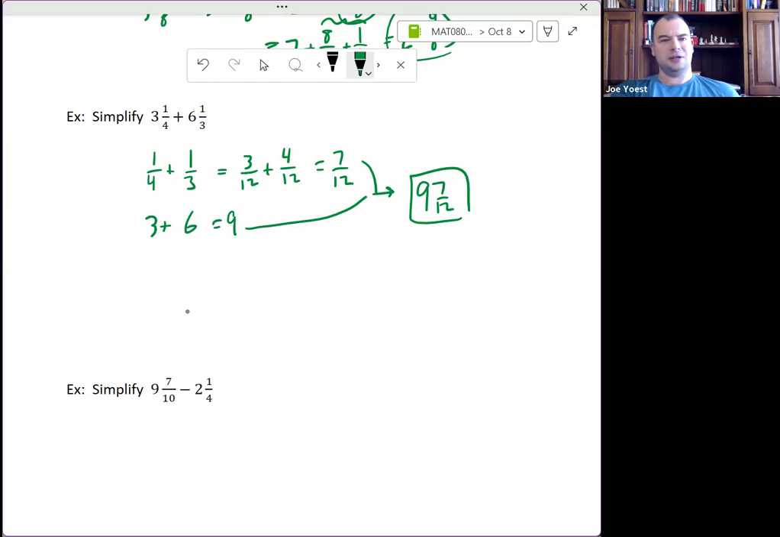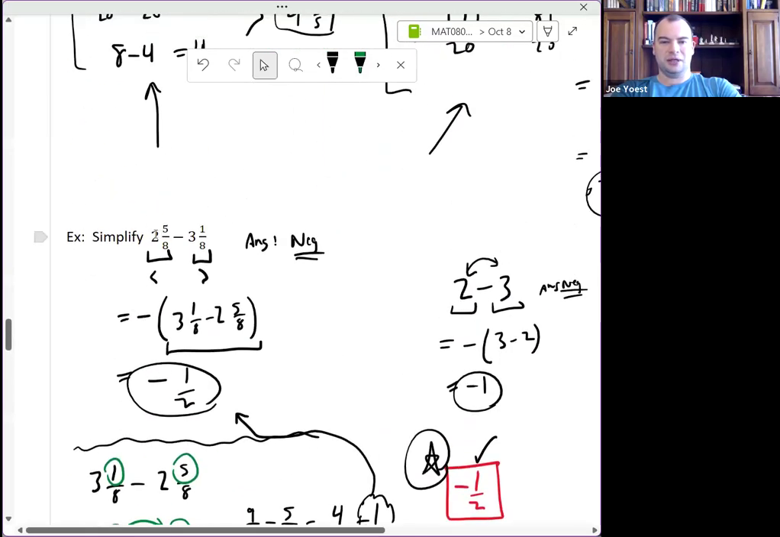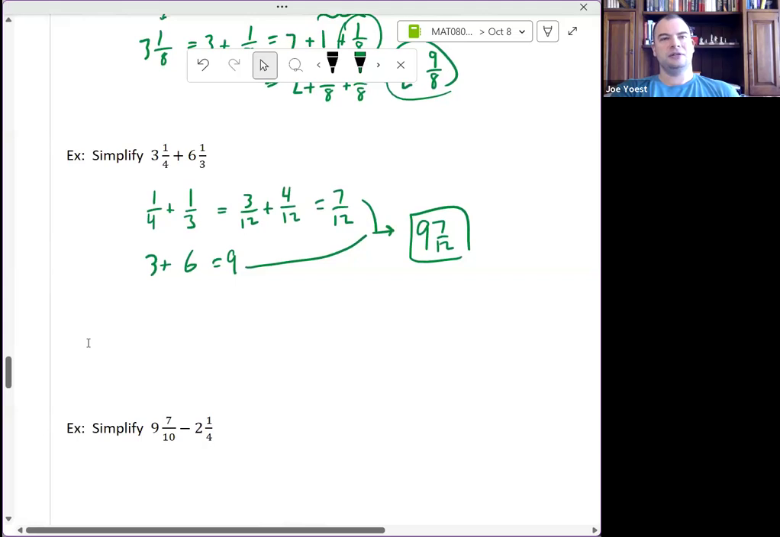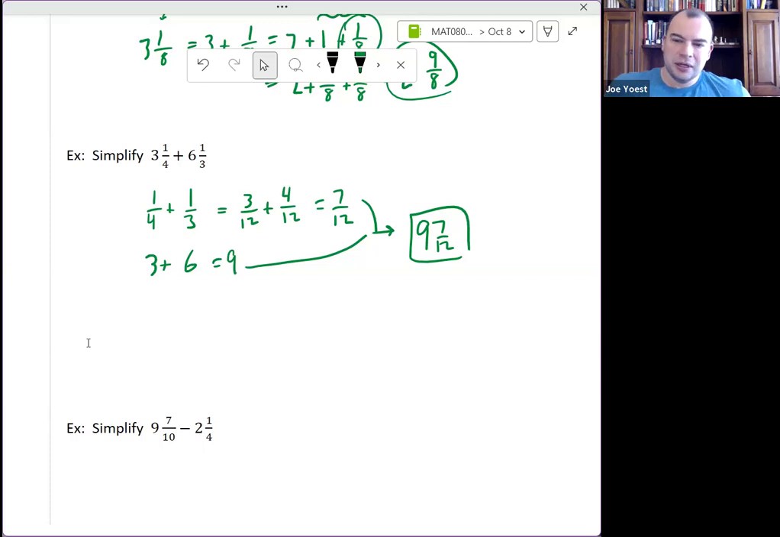So addition tends to be much easier than subtraction. Even though this was an addition problem where the fractional parts had unlike denominators, I think it was still a lot easier than the subtraction problem up here where the fractions had like denominators. I just added the fractions, got my resulting fraction 7/12, added my wholes, got my resulting whole, 9 whole pizzas, and 7/12 of a pizza. And that's my answer, 9 and 7/12.